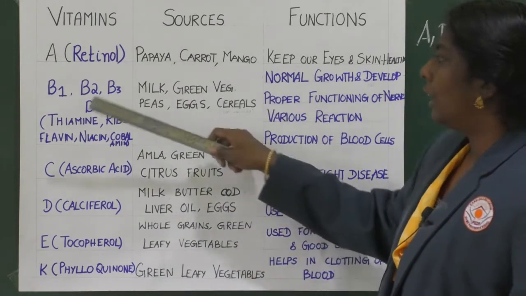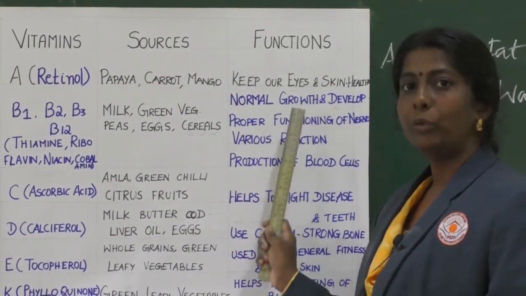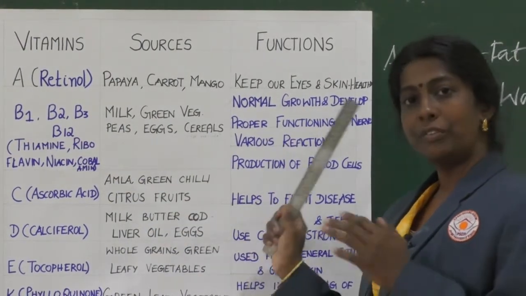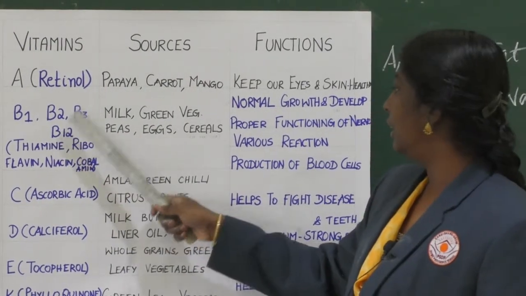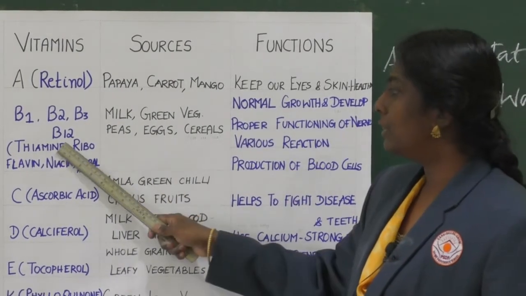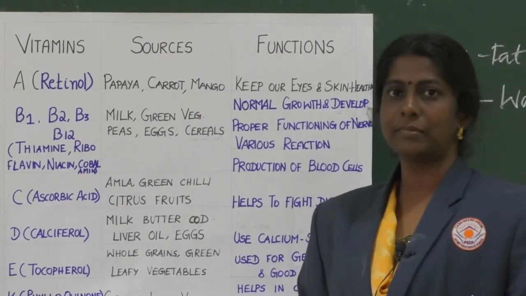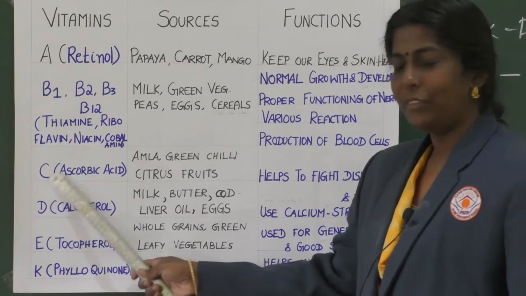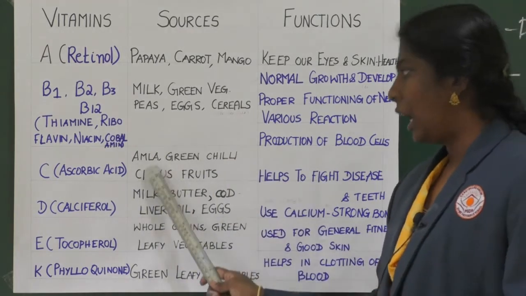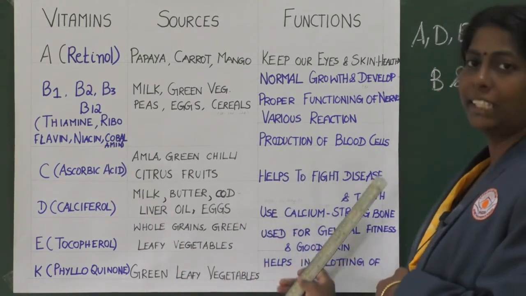Regarding their functions, vitamin B1 is essential for normal growth and development, vitamin B2 is for proper functioning of nerve cells, B3 is involved in various reactions of body cells, and vitamin B12's main function is the production of blood cells. Clear? Now vitamin C, otherwise called ascorbic acid. Its sources are amla, green chili and citrus fruits, and its function is to help fight disease.